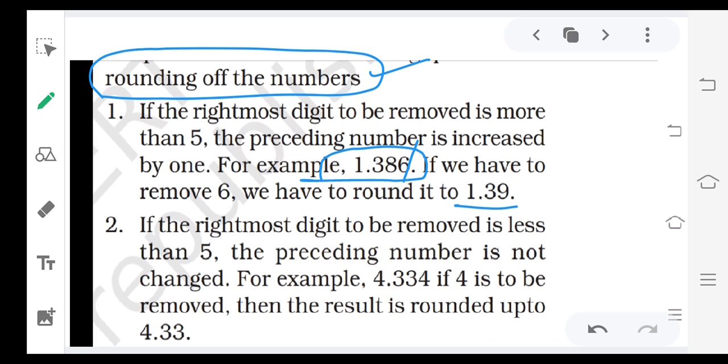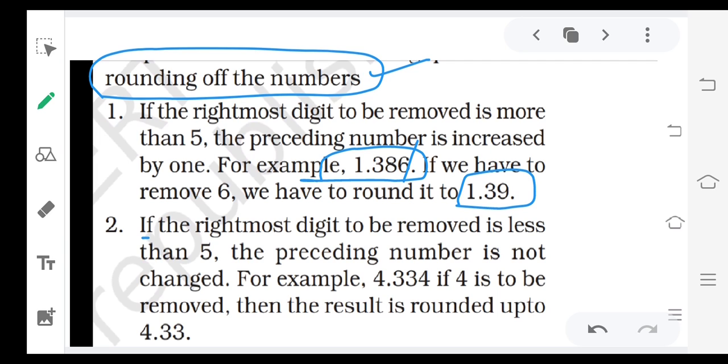So what is our answer? 1.39. So very simple. If the last digit is more than 5, then while removing that last digit, we have to increase the preceding number by 1 unit.